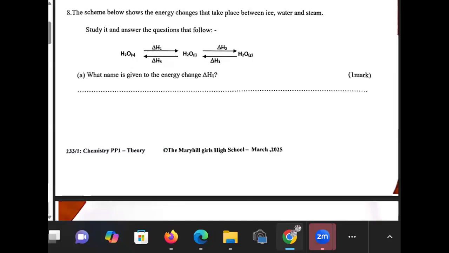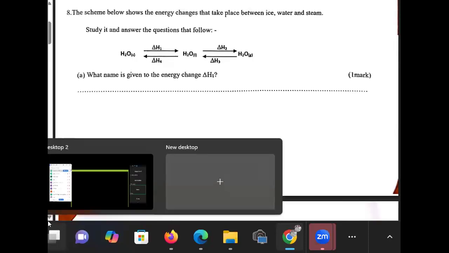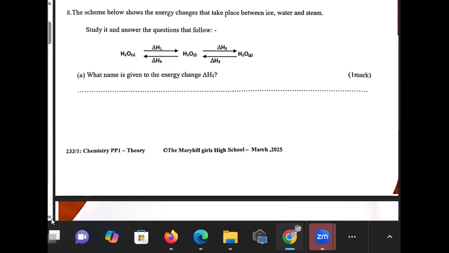Then from liquid to solid, heat is further lost. So that one is also an exothermic reaction. By the time we are forming a solid, the bonds have been formed. So that one is also exothermic.